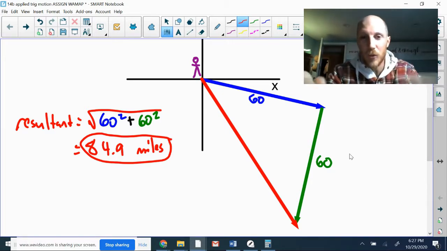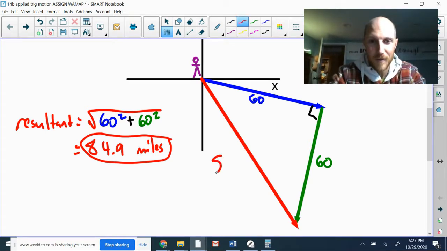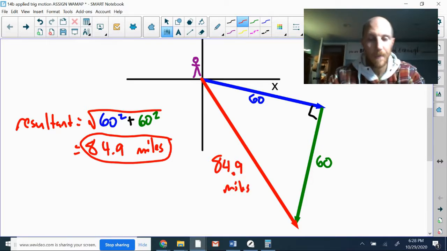Well, since it's a right triangle, the Pythagorean theorem will tell us the distance. It's the length of the hypotenuse. So in this case, 84.9 miles. Okay, that was pretty straightforward.